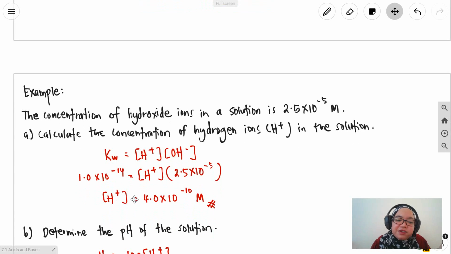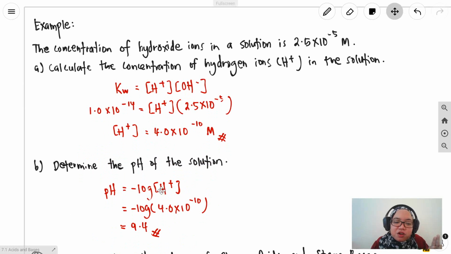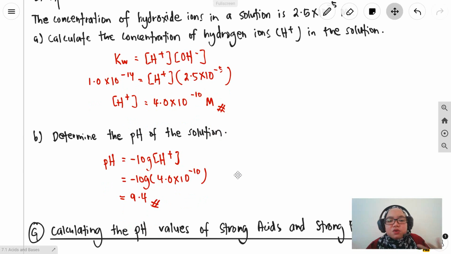So we got that the hydrogen ion here, according to the calculation, is 4 times 10 to the power of negative 10 molar. So the second question asks you to determine the pH of the solution. So now we can use pH is equal to negative log of the concentration of H plus. So we substitute the value we got from part A into part B. We get the pH value of the solution is 9.4. So if the question asks whether this solution is acidic, basic or neutral, since the pH is more than 7, the solution is basic. Okay? Right.